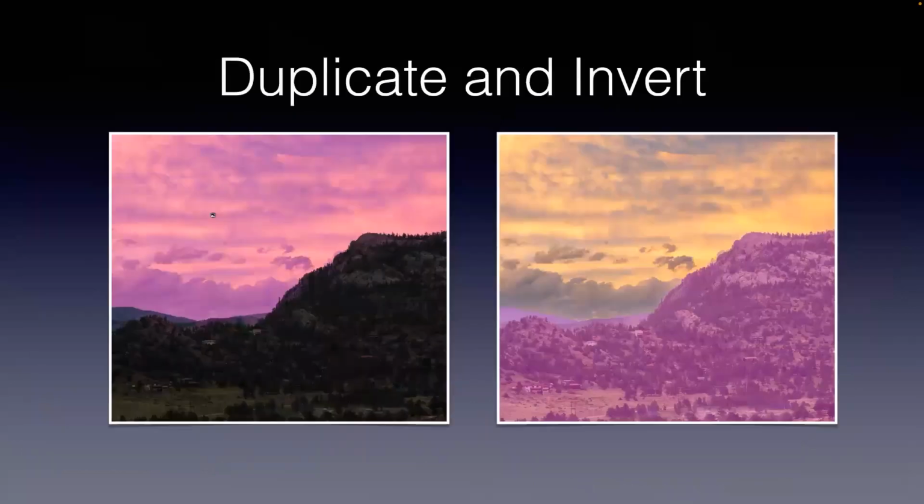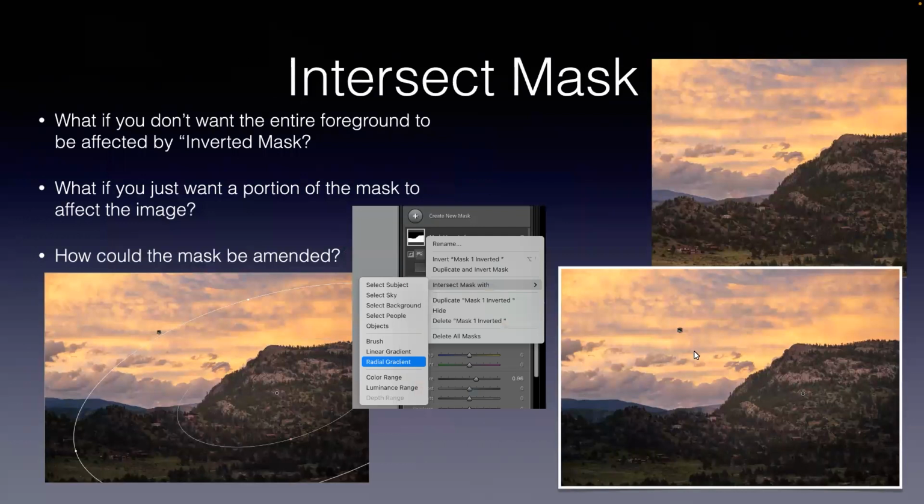All right, so at this point now, my sky has been selected, but I want to work on the foreground. So this is where I use that duplicate and invert mask that I had talked about prior to the mountain picture that I had just edited. So it did select the foreground. Now, what it did was it applied the same sliders that it had done on the sky to the mountain, which is what I didn't want to do, because I could have done that globally in my basics panel.